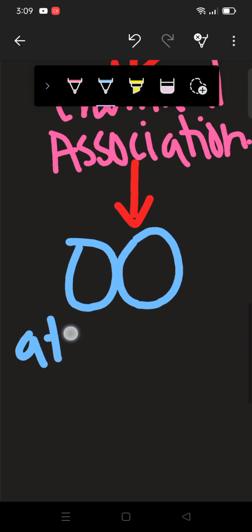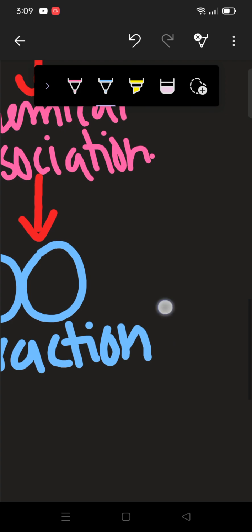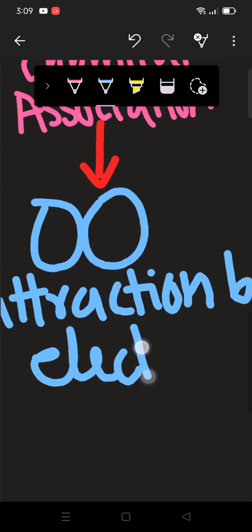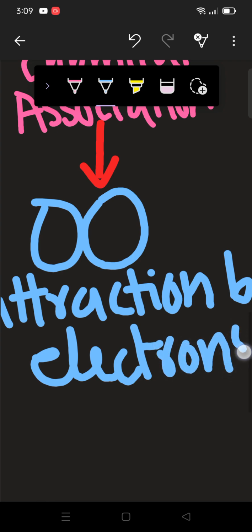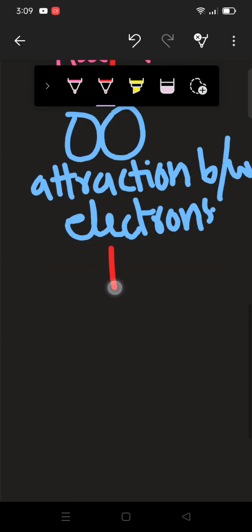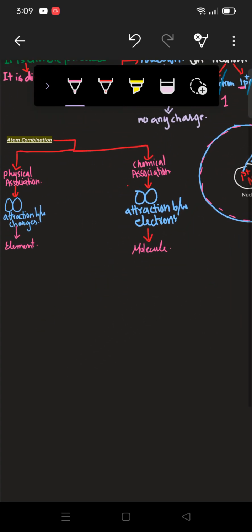There is an attraction between their electrons, and they are combined by chemical association. Then they are going to form a molecule. So now what is the difference between an element and a molecule?